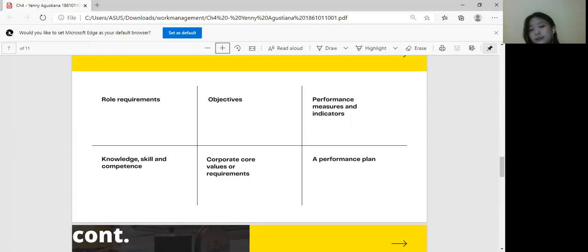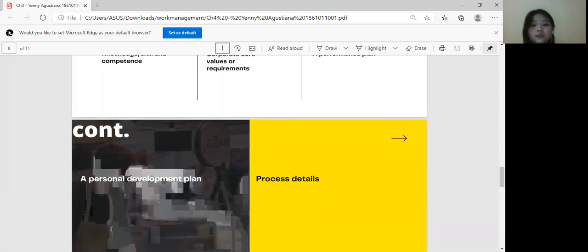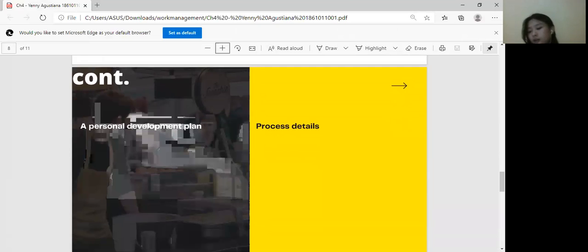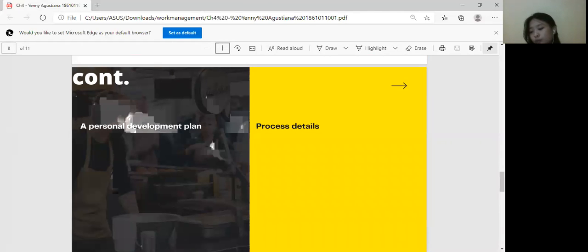And after that, a performance development plan is like what specific things the individual needs to do with the support from their manager to develop their knowledge and skill. And after that, personal process detail is like how and when performance will be reviewed and how to revise the performance agreement. It will also bring the review and the evaluation.